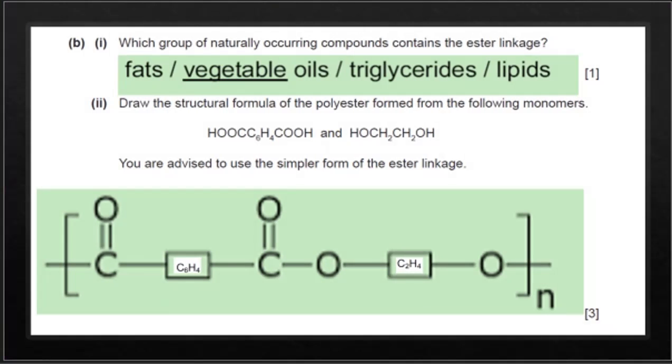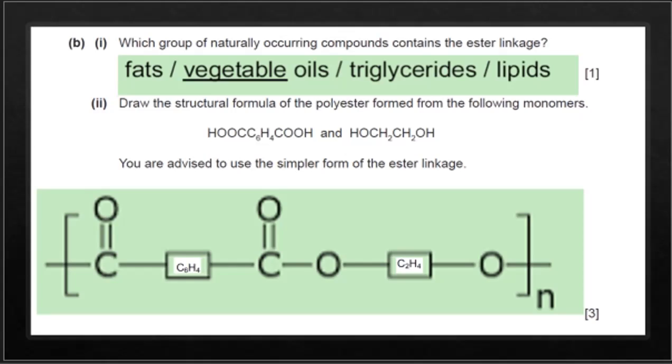All right, next question. Which group of naturally occurring compounds contain the ester linkage? Well, naturally occurring compounds, we're talking about compounds that exist naturally in nature. We as man didn't try to reproduce it or create it. It was already there and existed in nature.